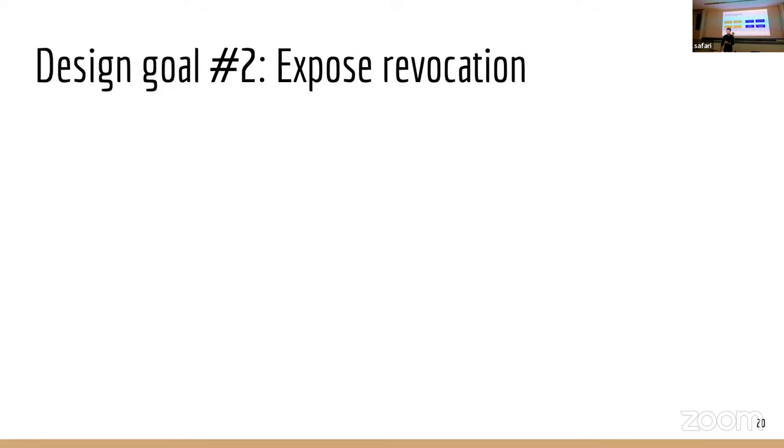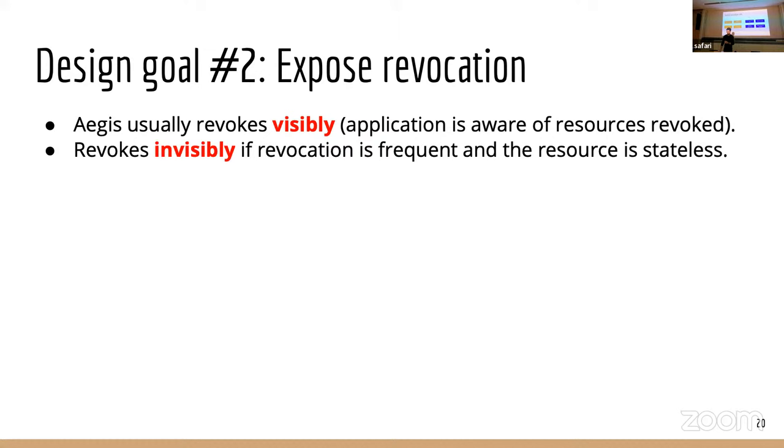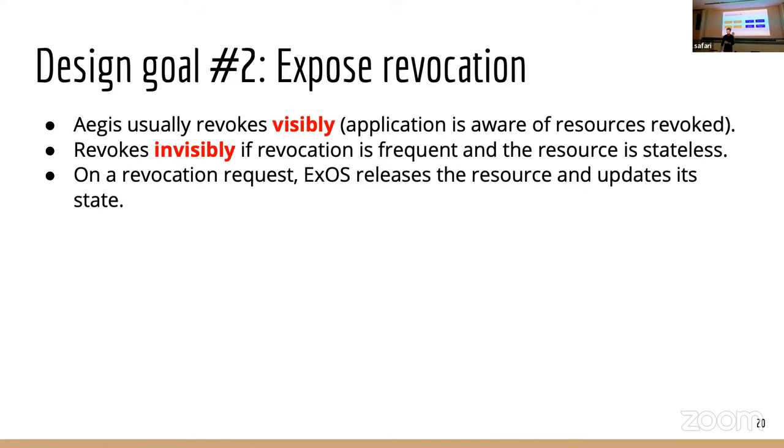So let's move on to design goal number two. We want to expose revocation. IGES usually revokes visibly, so applications are aware of the resources that are being revoked from them. And it revokes invisibly in the cases that the revocation is frequent and the resource is stateless. Otherwise, we would have quite a bit of overhead notifying programs every time this resource is revoked.